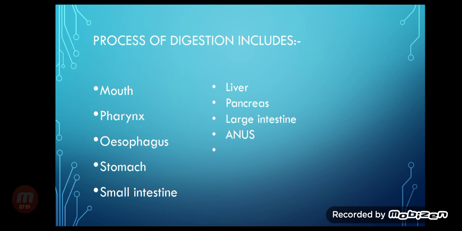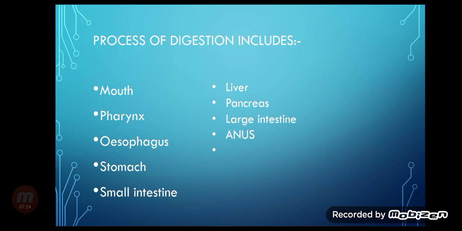For example, the gallbladder is related to the liver and it releases some juices. Those names are not mentioned here, but in upcoming sessions I will explain them in a detailed manner. So let us see these parts.